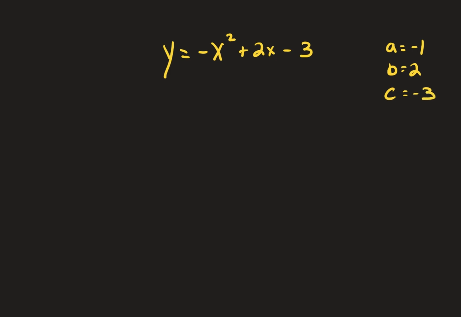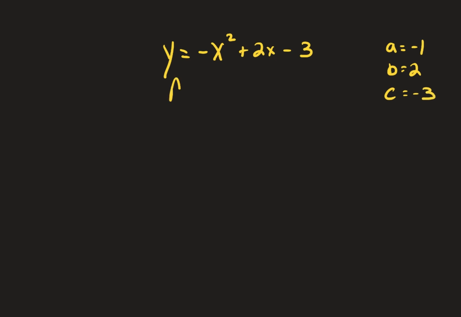Let's look at another one. Let's go y is equal to negative x squared plus 2x minus 3. Okay, it's in standard form. Perfect. My a value is negative 1. Remember, it's the value that's out in front of the x squared. There's not really a number there, but there's understood to be a 1. B is equal to 2, and c is equal to negative 3.